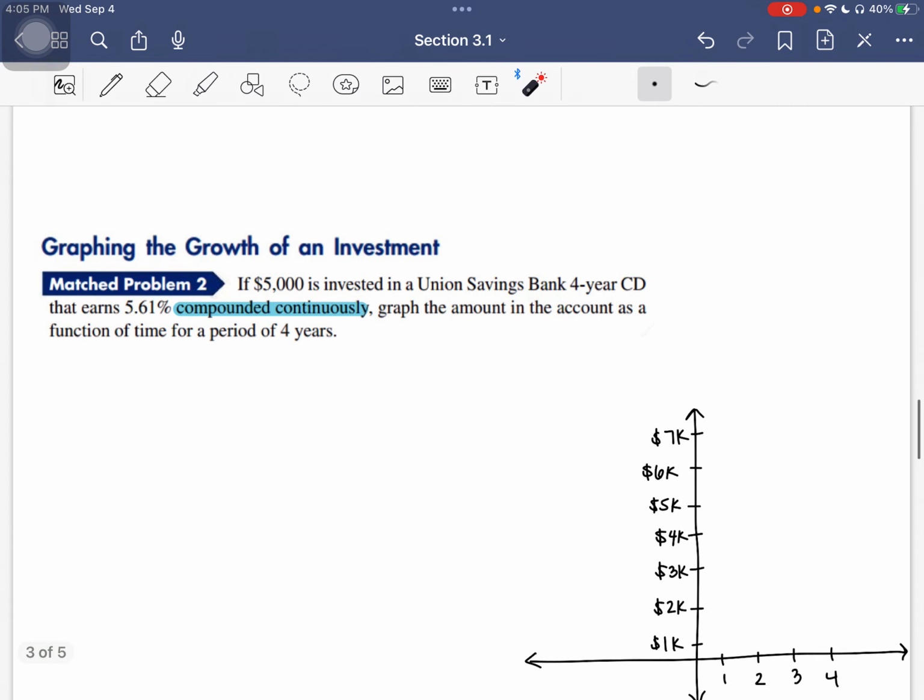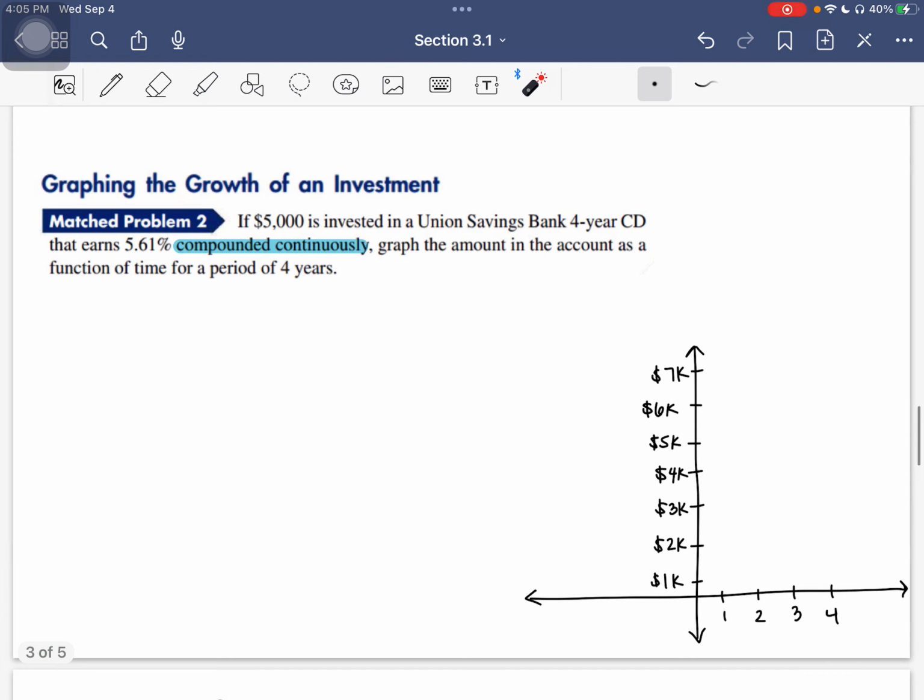Now let's look at an example where we want to graph the growth of an investment. So if $5,000 is invested in a Union Savings Bank 4-year CD that earns 5.61% compounded continuously, graph the amount in the account as a function of time for a period of 4 years. So we know we're compounding continuously, so we automatically know we're going to be using this formula here.